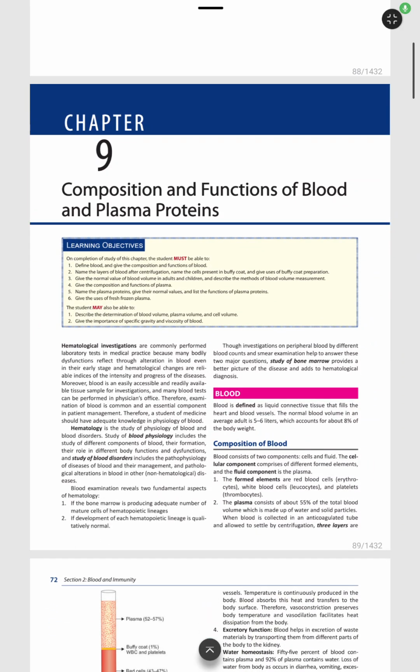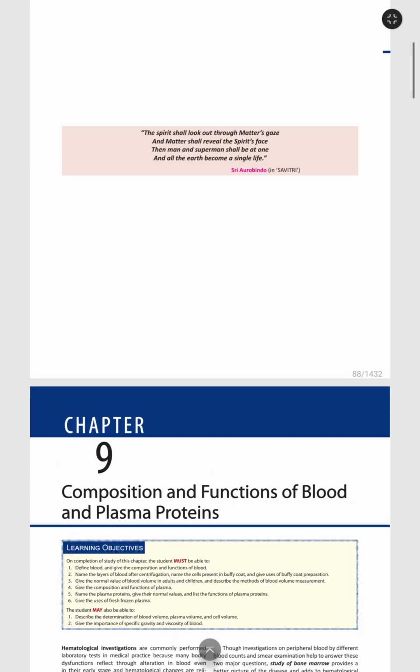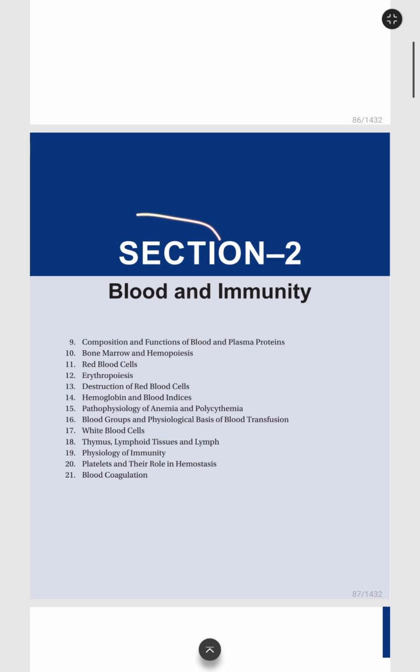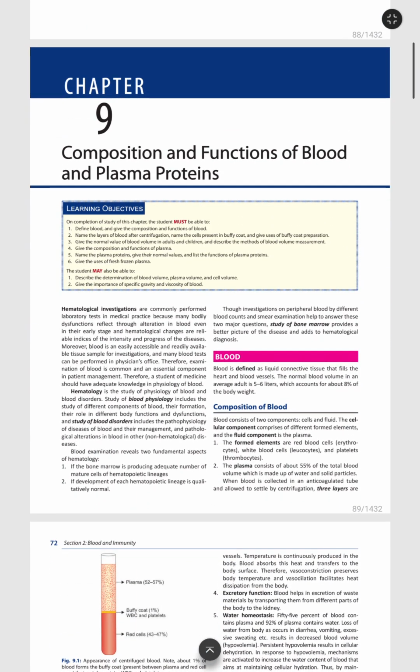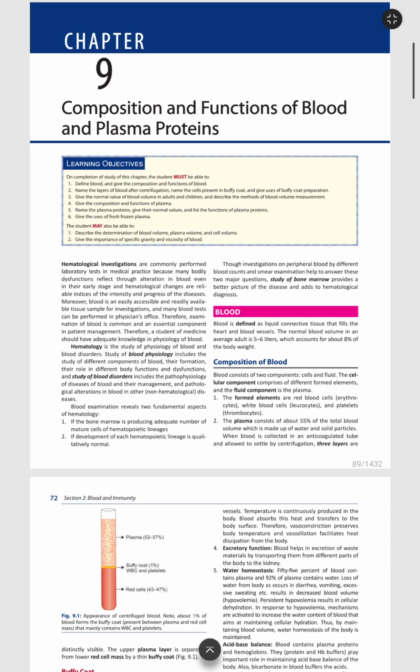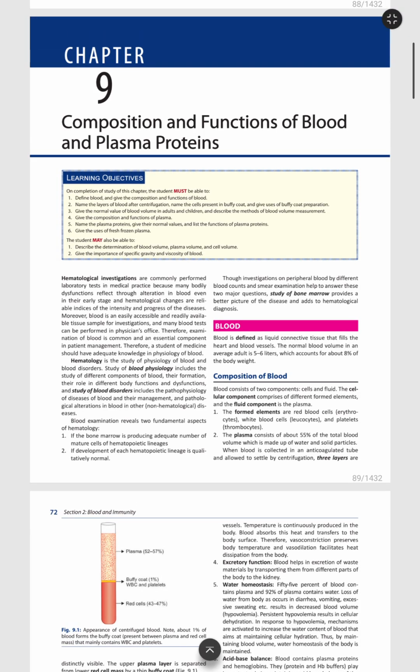So guys, today we will be studying about unit blood and immunity. So if someone were to ask you, first off we go with functions of blood, composition, plasma protein.